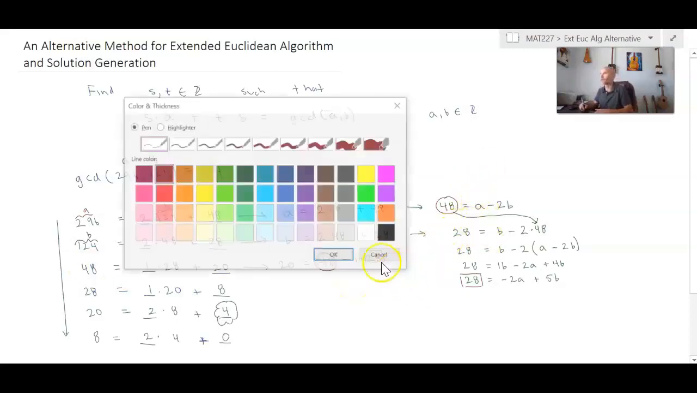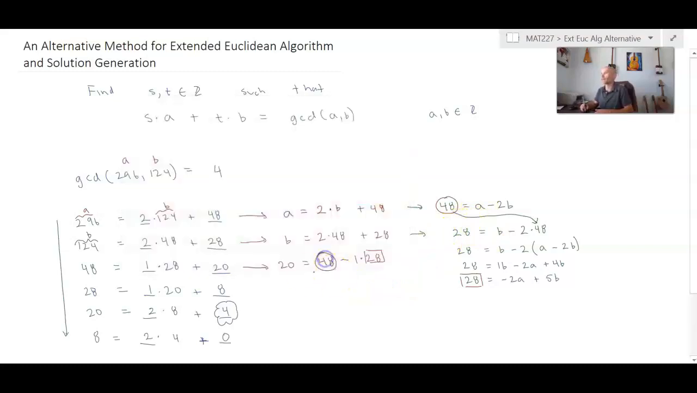Okay, so here we go. Let's get back at it. So 20, maybe I'll go ahead and write this down here.